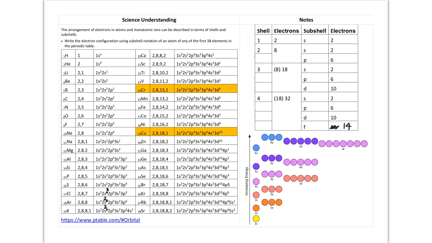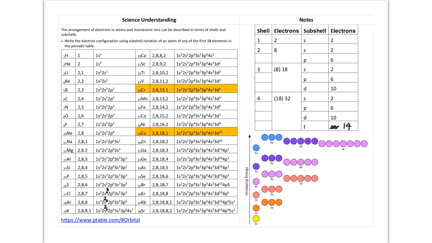So let's look at argon. 1s2, so it's 2 in the first shell, 2s2, 2p6, 2 plus 6 is 8, so there's 8 in the second shell. Then 3s2, 3p6, 2 plus 6 is 8, 8 in the third shell. And that pattern keeps going through with all the subshells filling up.